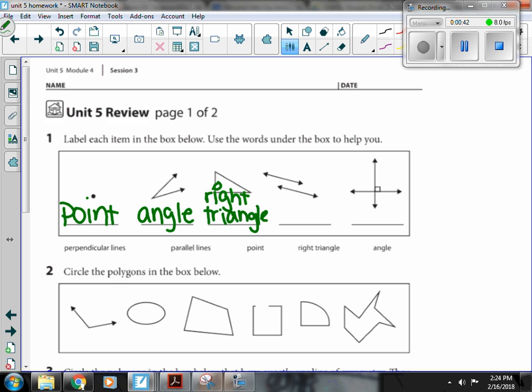The next ones are parallel lines. Parallel lines, again, will never touch and are always the same distance apart from each other. And then the last one is perpendicular lines because they make that right angle when they cross.